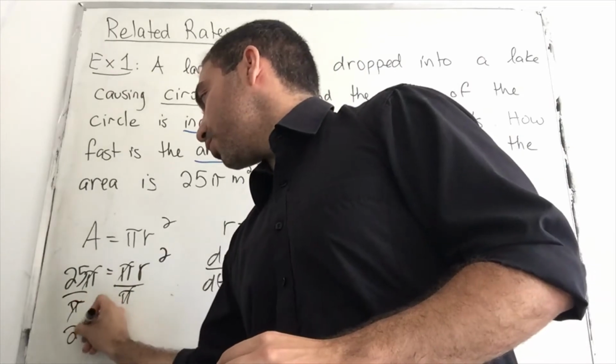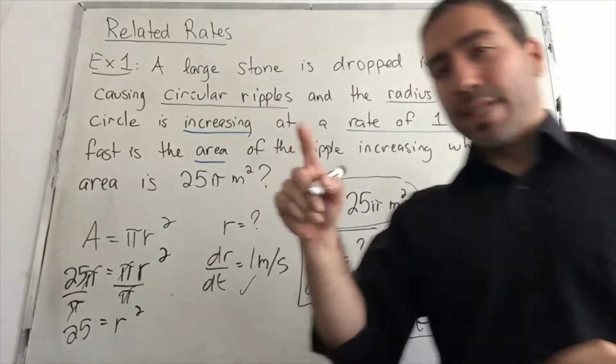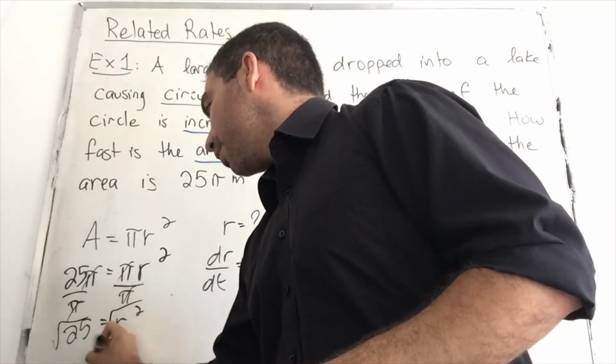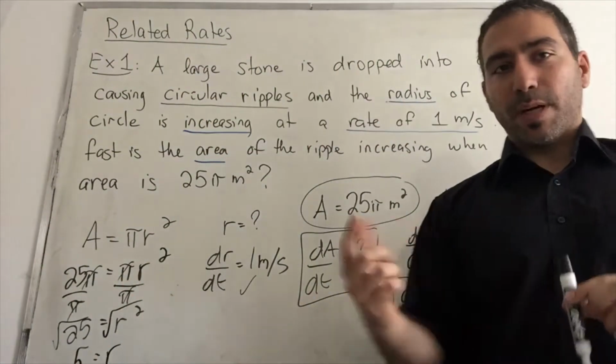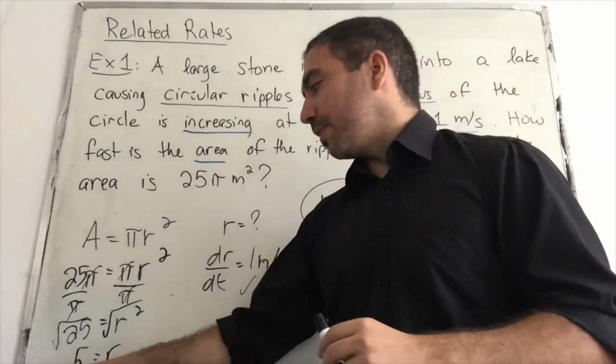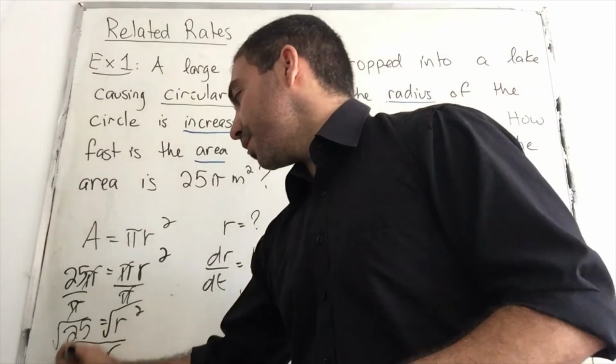Giving us 25 equals r squared. And then we take the square root on both sides, leaving us with r equals 5. Technically it's plus or minus 5, but the radius can't be negative. We can't have a negative distance, so we're going to take r to be 5 meters. So we actually have the radius.